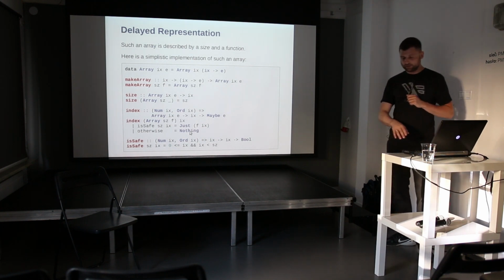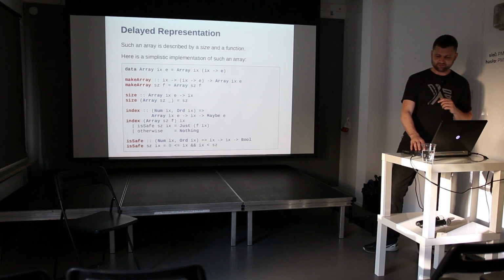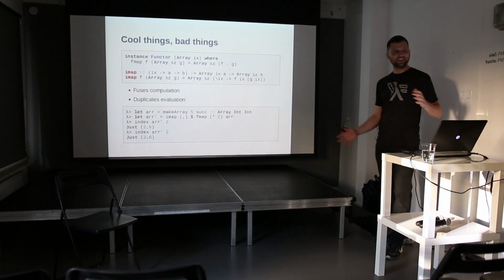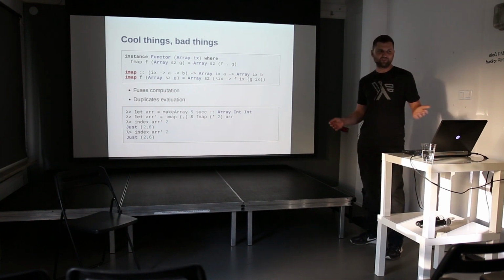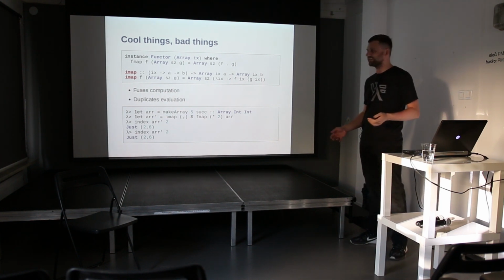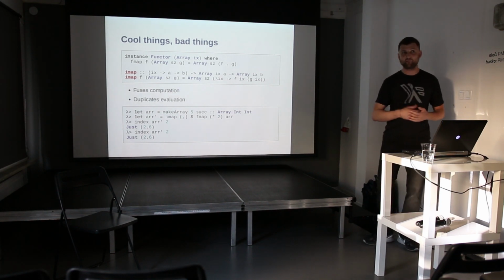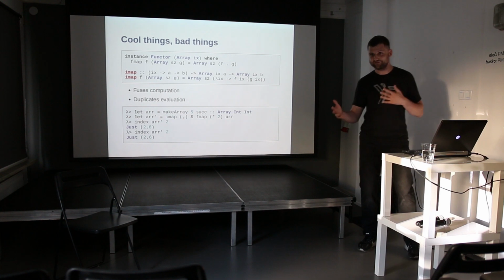The problem here. Well, let's talk about not problems, but the good things about it first. What can we do? What can we do with this? You think it's very limited. It's just a function and an index, but no. We can make it an instance of a functor, so we can map functions over it because it's a function.